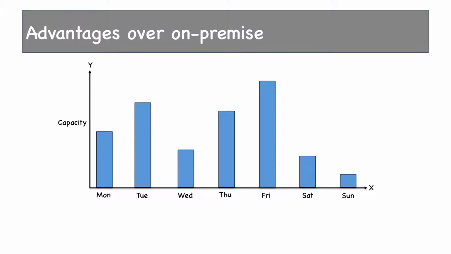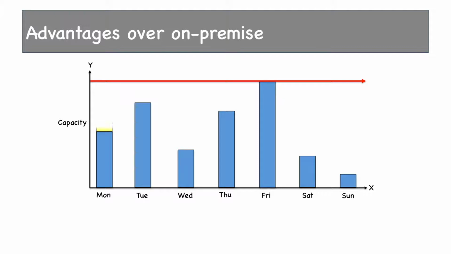So on Monday it's pretty okay. Tuesday it's high. Wednesday a little lower. Thursday again a little bit high. Friday highest. Saturday, Sunday pretty less. Now suppose you are talking about say CPU. If you have to buy capacity or CPU, you have to buy at this layer. That is one option: buy capacity as per the highest requirement.